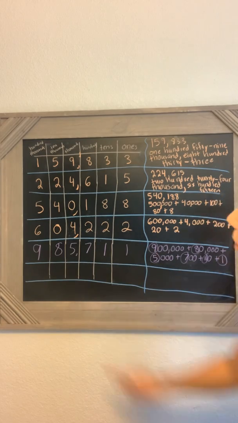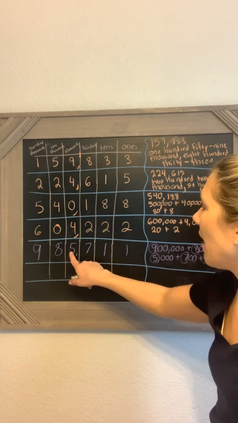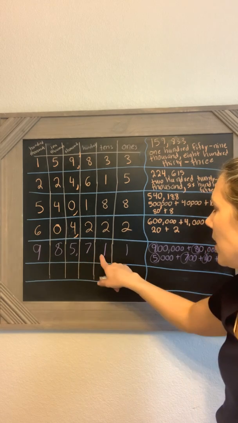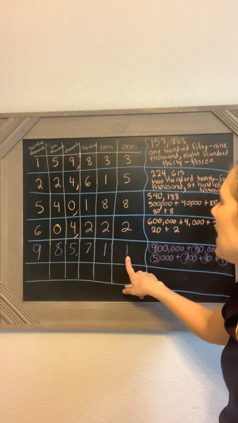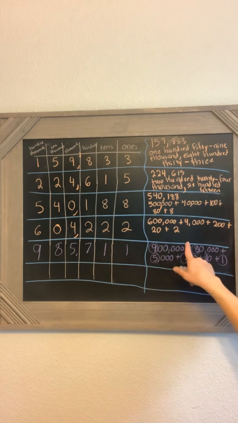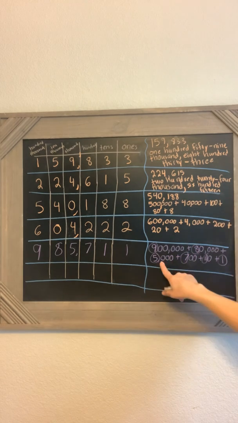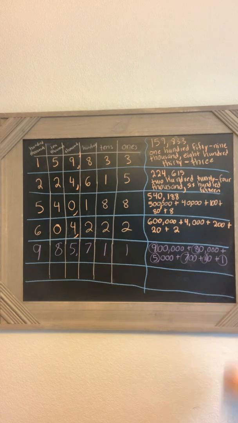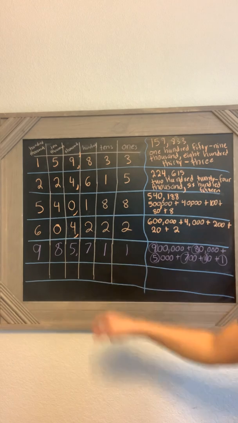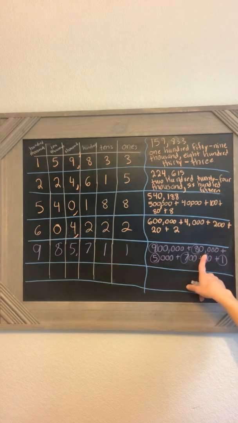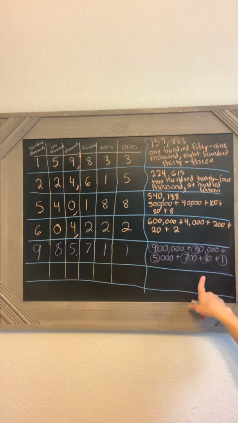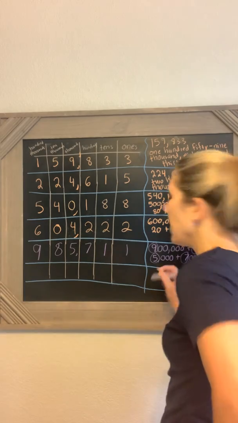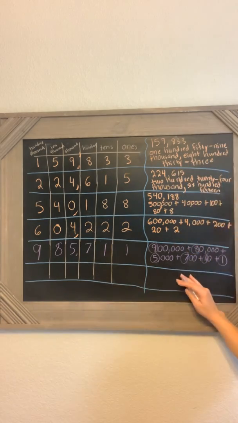So when I look at this number, 985,711, in expanded form is 900,000 plus 80,000 plus 5,000 plus 700 plus 10 plus 1. Okay? And one more time, I'm going to go backwards again, but instead of starting with expanded form, I'm going to do a word form, okay? Give me just a second to write it out because I wanted to surprise you.